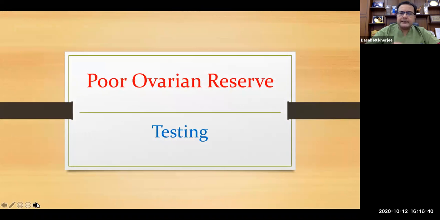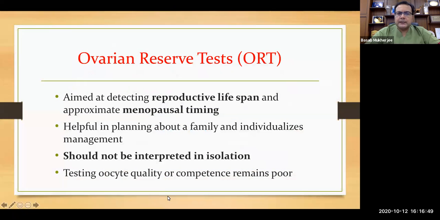So coming to the testing part of poor ovarian reserve. What are the tests that we normally do and how do we go about it? Let's try to gather some importance here. Ovarian reserve tests are christened ORT. That is the abbreviation which I will also be using in the next few slides. Ovarian reserve tests, or ORT, are generally aimed to determine the reproductive lifespan and the approximate menopause timing.